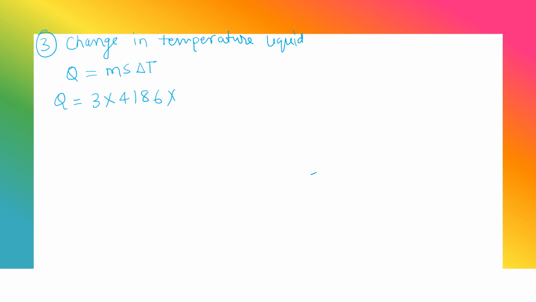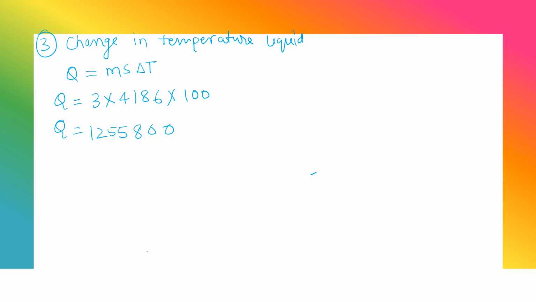Into change in temperature, you know how much is that? 100, right? Because 0 to 100 degrees Celsius. So change in temperature is 100. Now if you will multiply this, you will get Q is equal to, after multiplication, how much it comes? There are two zeros, so I will add two zeros here, and I will write here 12558. You can use the calculator if you want, or you can just simply use the pen and paper.